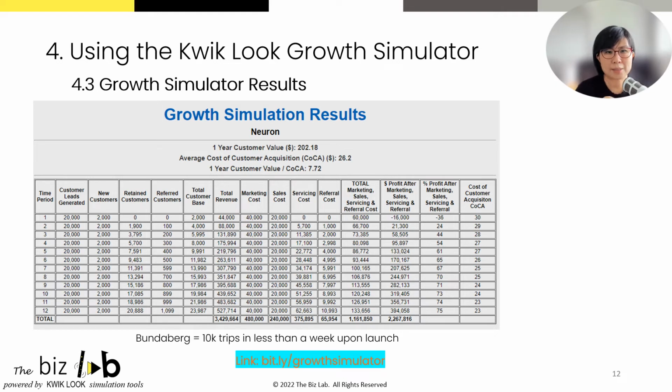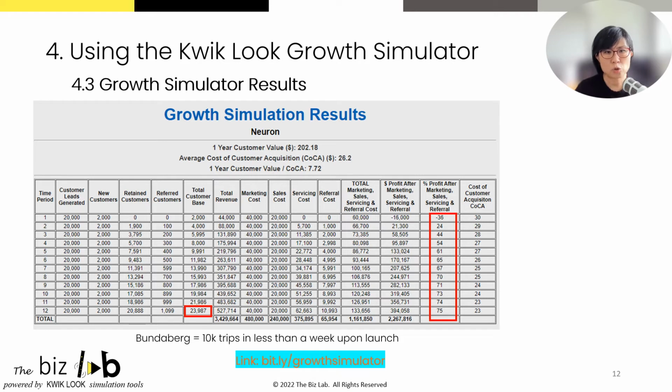So based on all the data that's been input on the input parameter page, the growth report will be generated. As you can see, there's a lot of data here, but I want to draw your attention to a few key areas. Firstly, you can see that the total customer base has increased from 2,000 to 23,987. You can also see that the percentage of profit after MSSR has increased from -36 to 75. So these are just some signs that the growth is on a healthy trajectory.